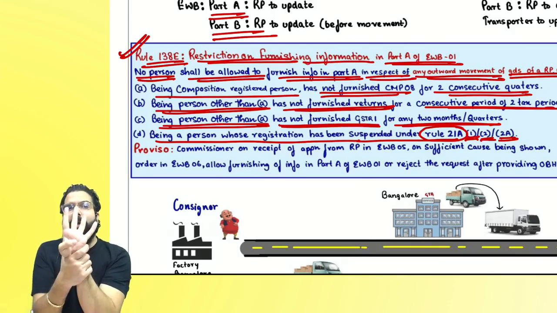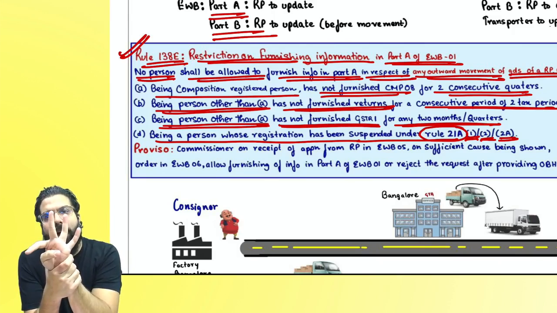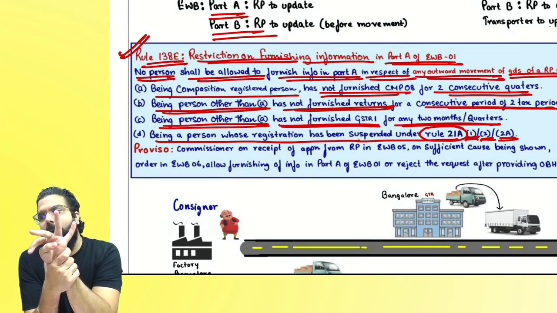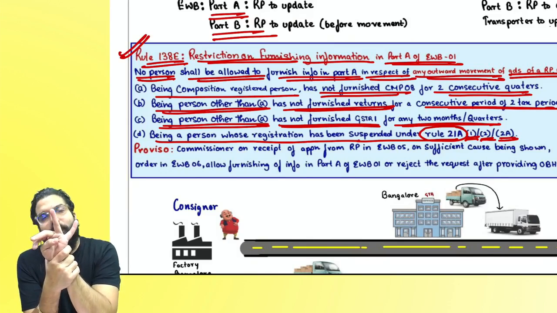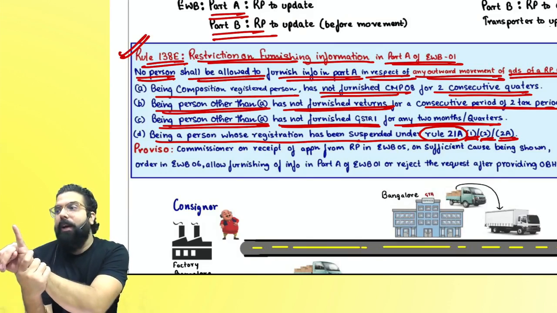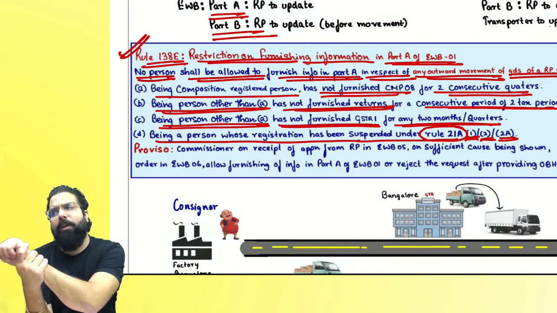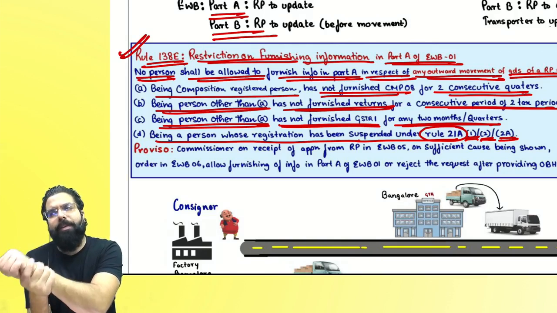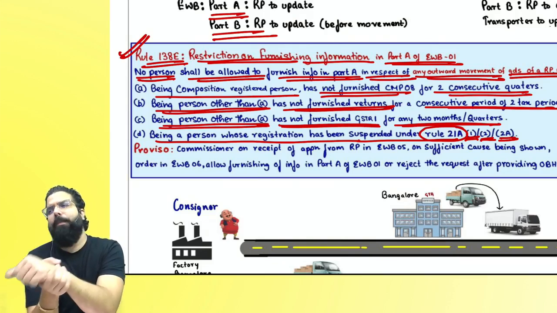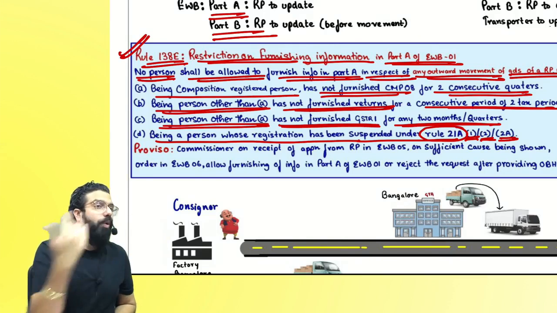Always remember 4 cases when an e-way bill will not be generated with respect to outward supply. Number 1, composition person, CMP 08 for 2 quarters not filed. Sir, normal person, monthly return for 2 months not filed or 2 quarters not filed. GSTR 1 for 2 months or 2 quarters not filed. And if you are a person whose registration has been suspended, then also an e-way bill with respect to your outward supply cannot be generated by you or any other person. If you have authorized someone, he will also not be able to generate it with respect to your outward supply.